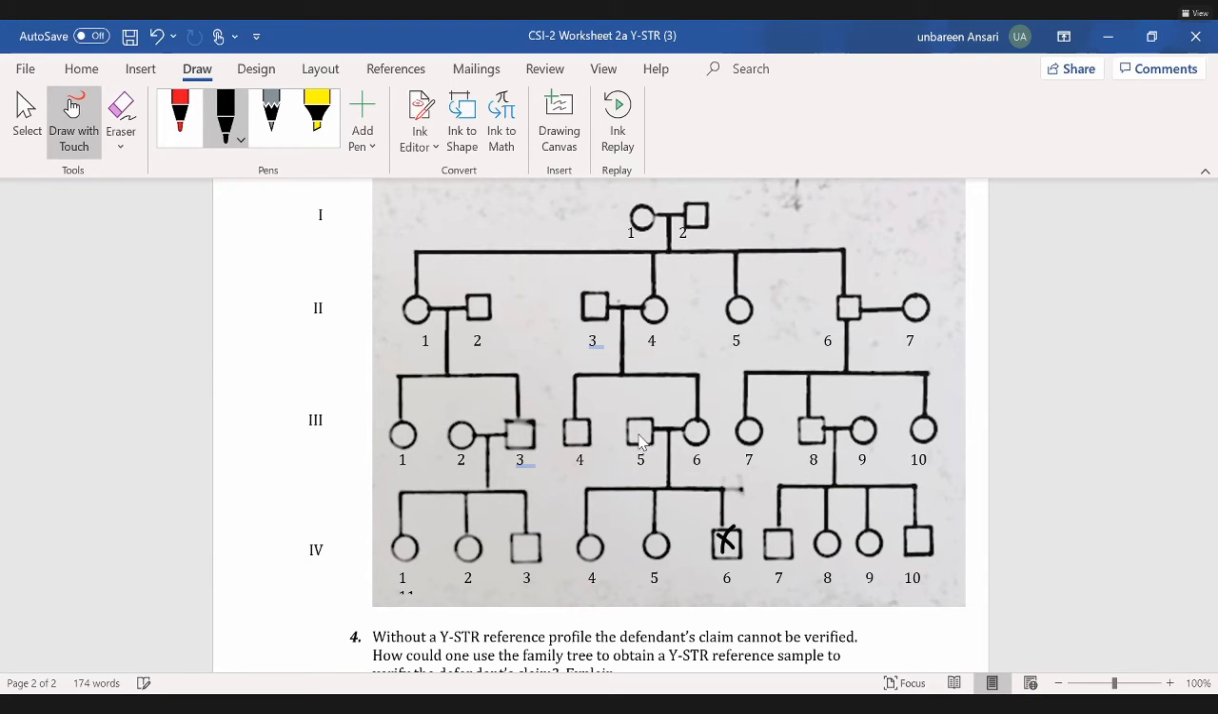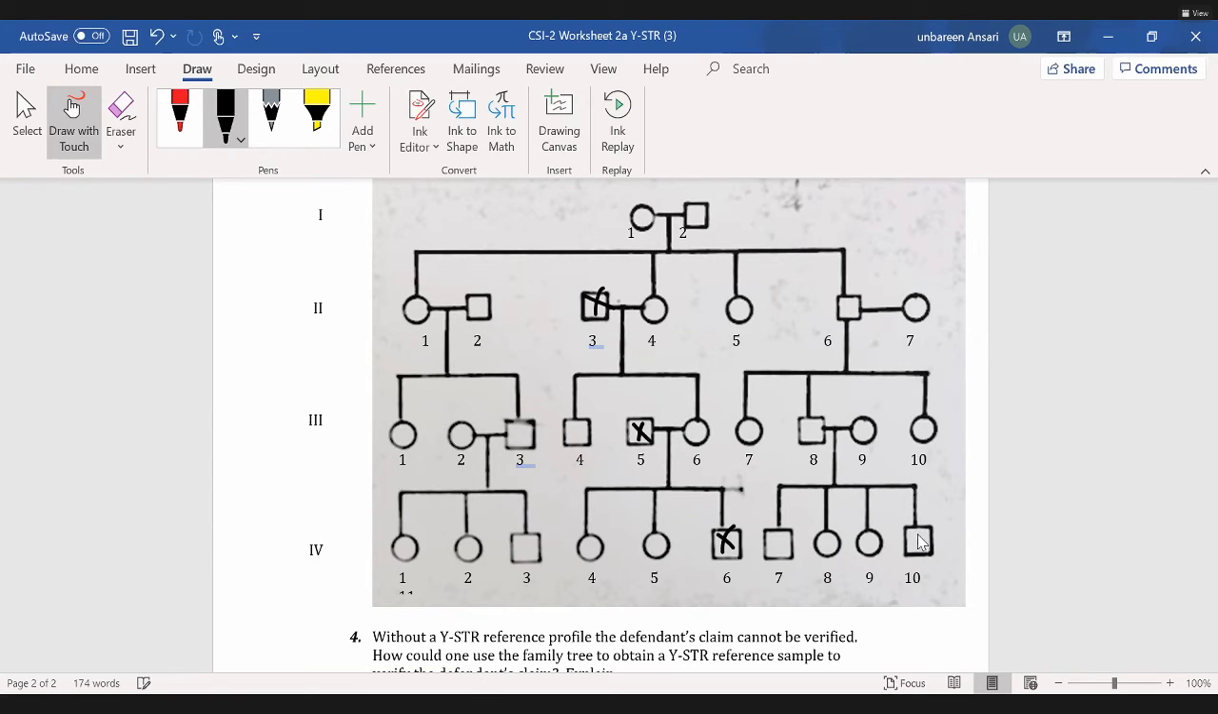3-5, his father will have it. So 3-5 will have it. Who else can we go for? 2-3. Yeah, 2-3. Who else? Nobody else, right? Because this one is not the father for this one.